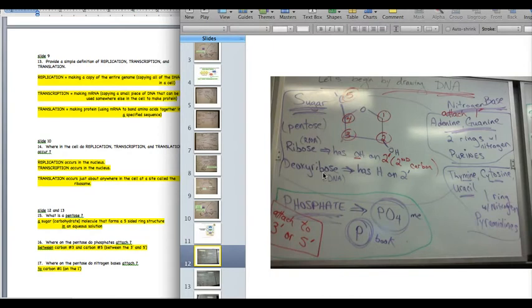Carbon 2 is how you can tell what type of sugar it is, whether it's ribose or deoxyribose. And then really at 3 and 5, that's where the phosphate ions will attach.